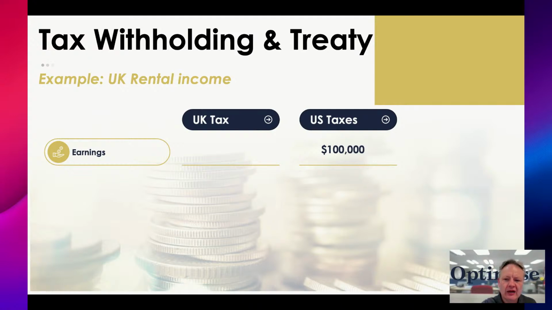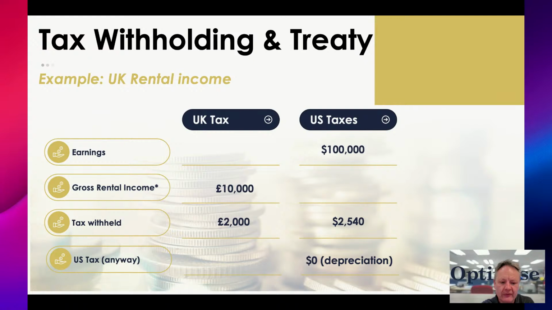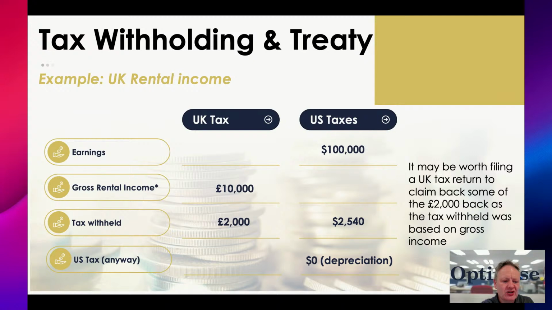If you have UK income, what you need to think about here is rental income. Again, I'm thinking about rental properties in Florida or other sunny destinations like California. Gross rental income is £10,000. I'll spin this: it's someone in America that's got UK property, with gross rental income of £10,000. Tax withheld is £2,000, which is $2,540, but the US tax would be zero. So the tax withheld of £2,000 in the UK is equivalent to $2,540. In the US, you'd hardly pay any tax on real estate, and that is because of depreciation. So you might see this as a problem and say, well, I don't pay tax in the US, so am I better to do a tax return?